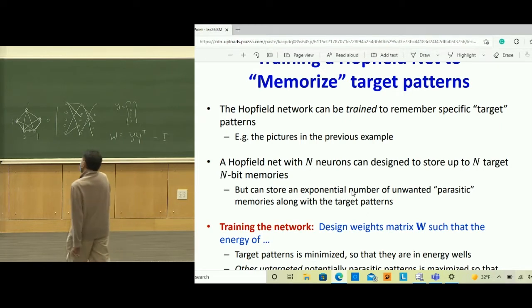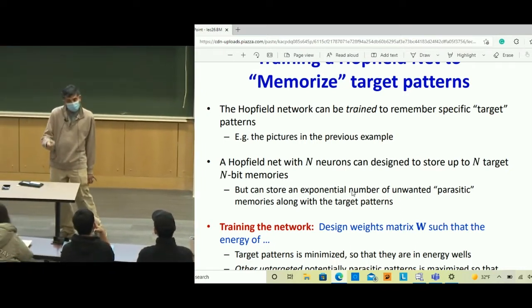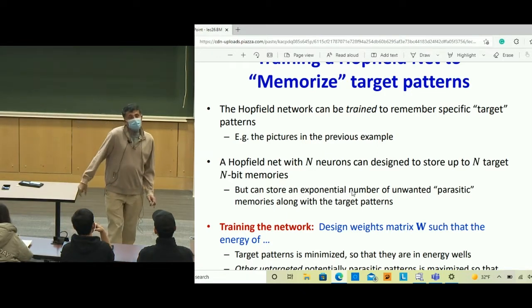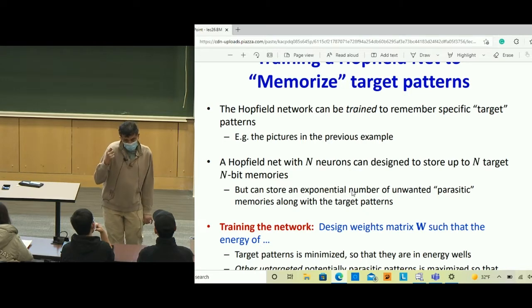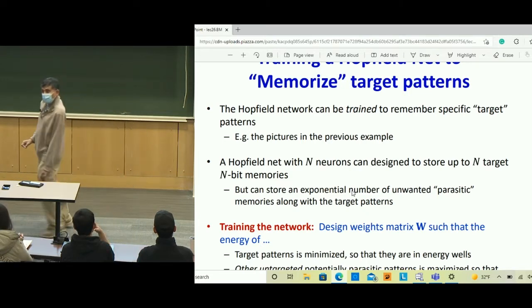But anyway, so we could train the network. This was the Hebbian learning rule. To remember a specific pattern, we just set the weights to be Y, Y transpose. More generally, you want to set the weights to remember specific patterns and to not remember other patterns.